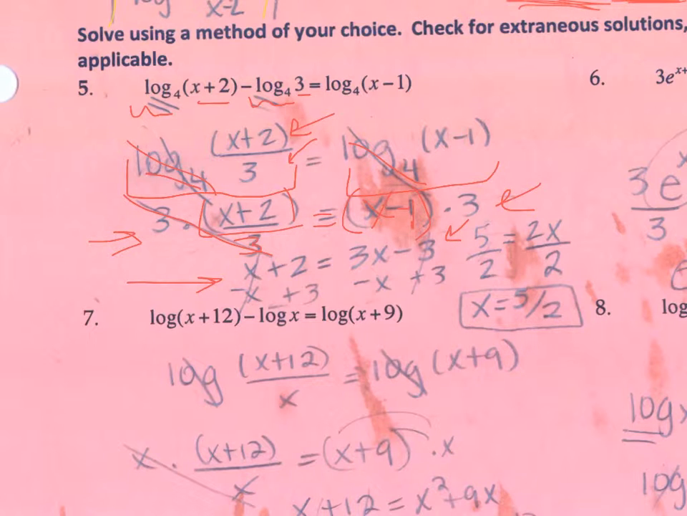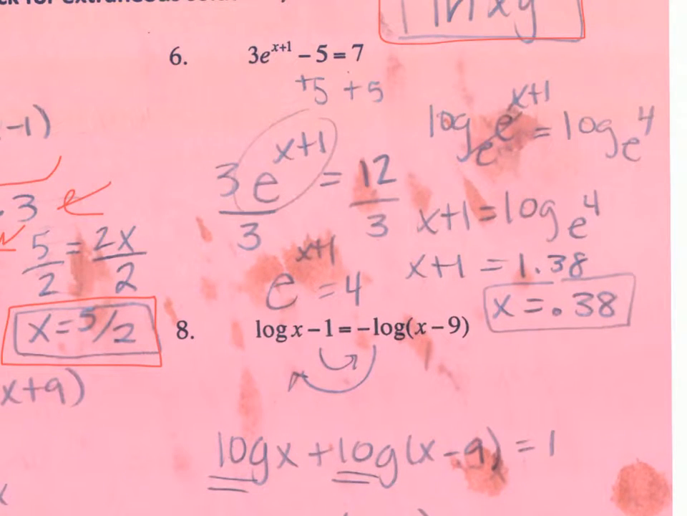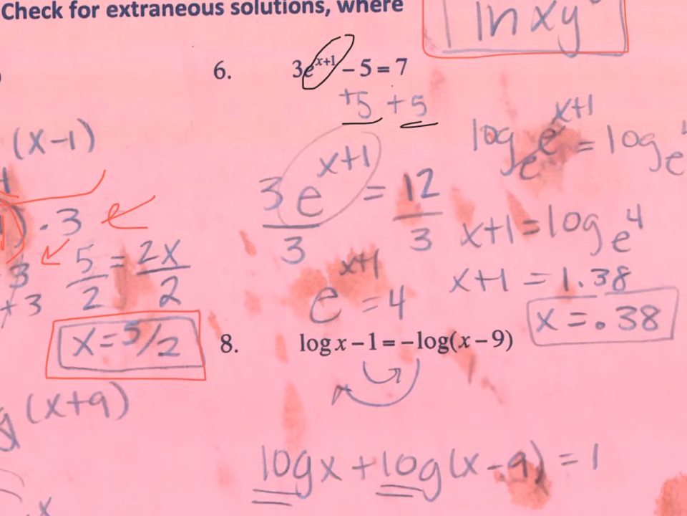From there, you solve it's a basic algebraic problem, and we should get x is 5 over 2. So for number 6, remember, you need to isolate your base raised to a power. So first, we're going to add 5, and then we'll get 3 e to the x plus 1 is equal to 12. Then we need to divide by 3, and then we get 4 on the right.